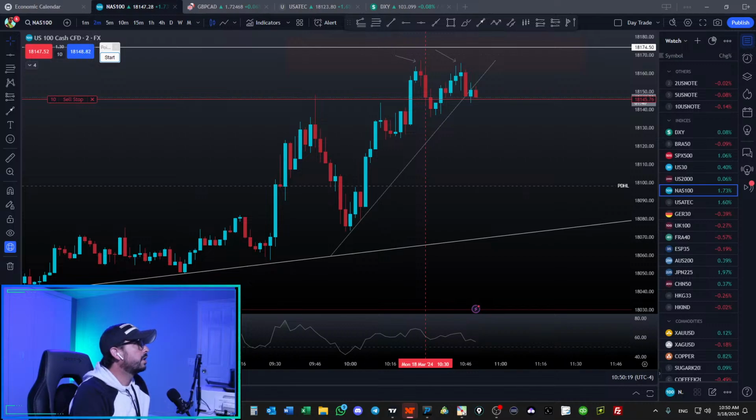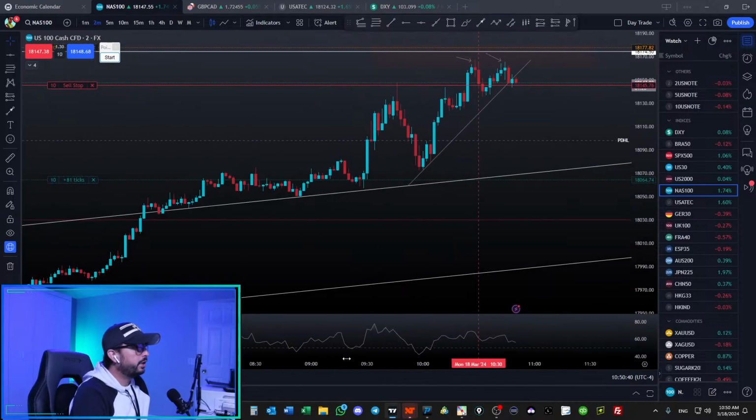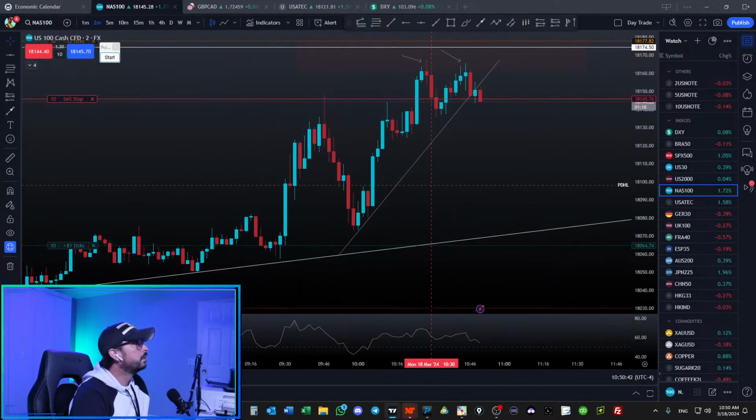Our stop is going to go at the high. If it catches our stop, it's going to go at the high, and then our target is going to go at the lows here. Our stop is going to go below this area here. I might put it even lower.